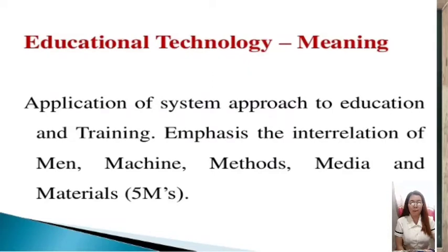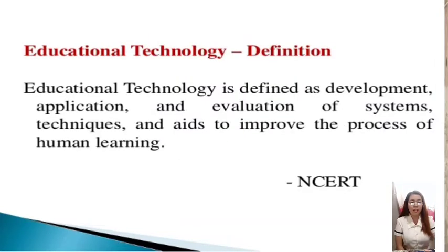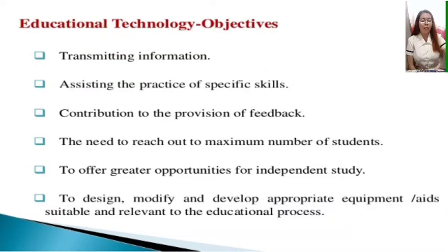Educational technology is an application of the systems approach to education and training. It emphasizes the interrelation of man, machine, methods, media, and materials, or the 5 M's. Educational technology is defined as the development, application, and evaluation of systems, techniques, and aids to improve the process of human learning. In addition, educational technology is the combined use of computer hardware, software, and educational theory and practice to facilitate learning. Let's proceed to the educational technology objectives.